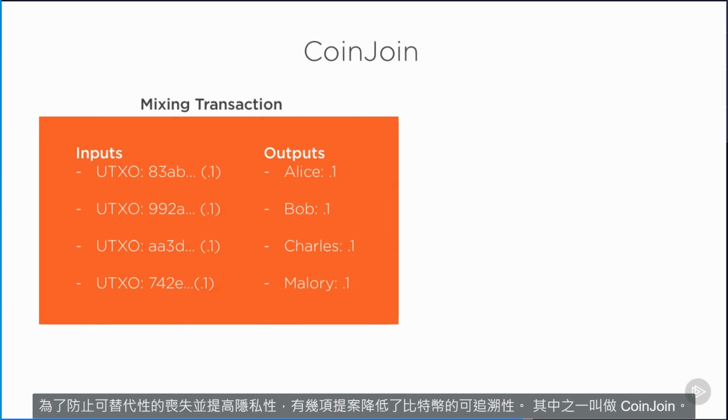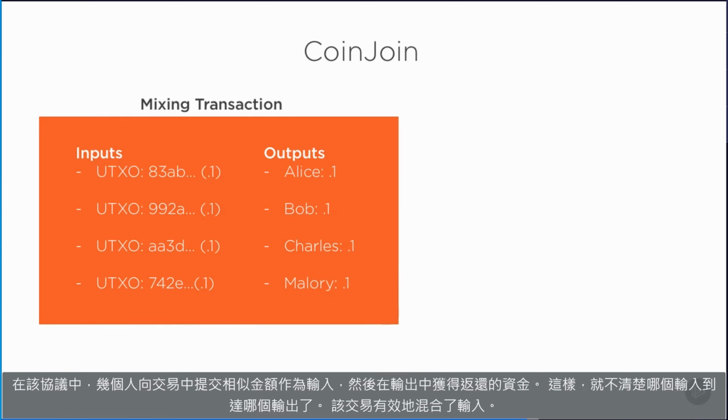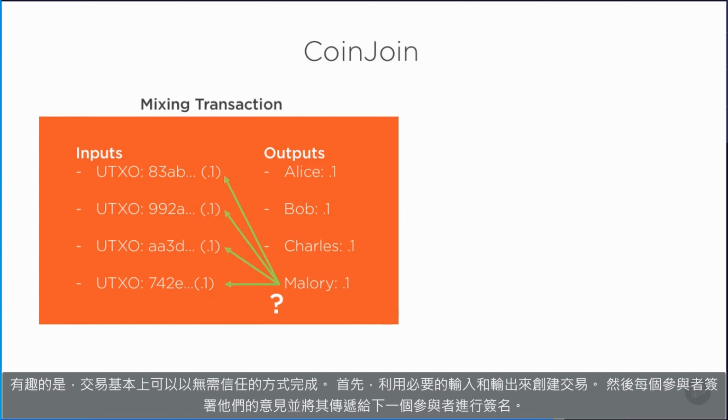One of these is called CoinJoin. In this protocol, several people submit similar amounts as inputs to a transaction and then get the money returned in outputs. In this way, it's not clear which input went to which output. The transaction effectively mixes the inputs.